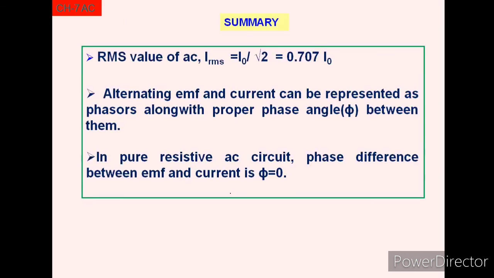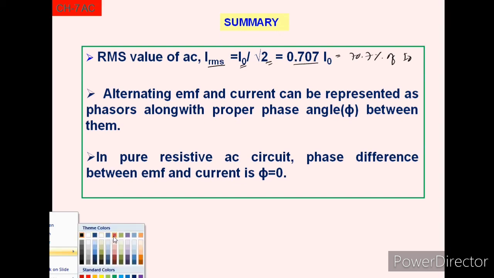So finally, let's see, students, what we discussed today. We understood what is root mean square value of the current, and we found the relation of I RMS with the peak value, which is I RMS is equal to I0 by root 2, or that is equal to 0.707 times the peak value of the current, or this is equal to 70.7% of the peak value. Like this you can remember.